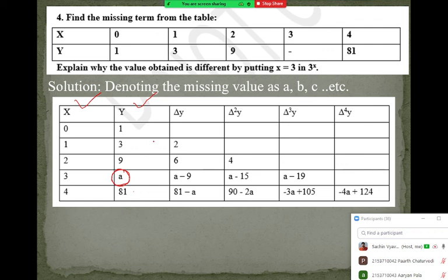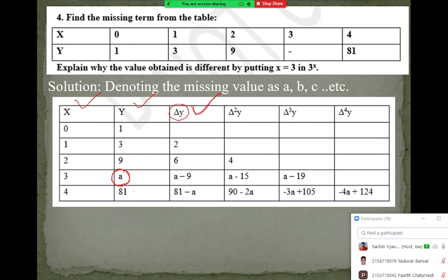Remember the forward difference table I wrote in a slightly different way. Previously I wrote in alternate rows. This way also you can prepare the difference table if you want to save space in the notebook. So 3 minus 1 is 2, 9 minus 3 is 6, a minus 9, 81 minus a. These are the first order differences. Any doubt in the column of delta y, how delta y is written? Is that clear? Is there any doubt?